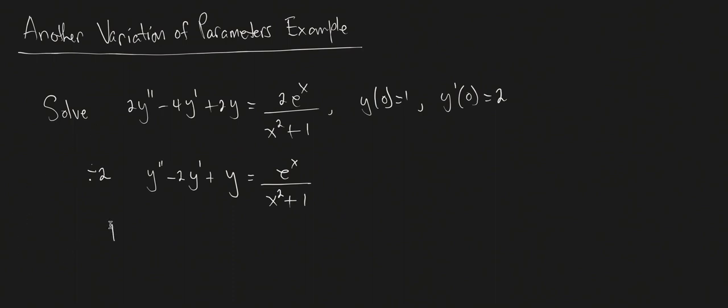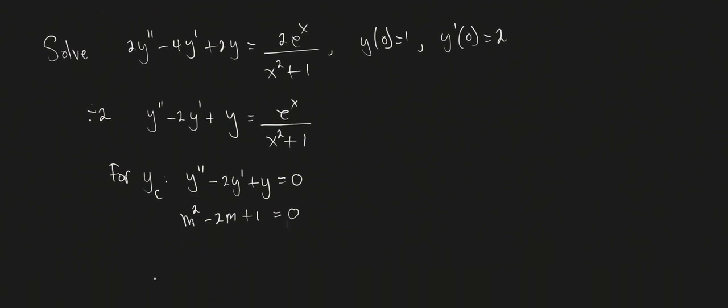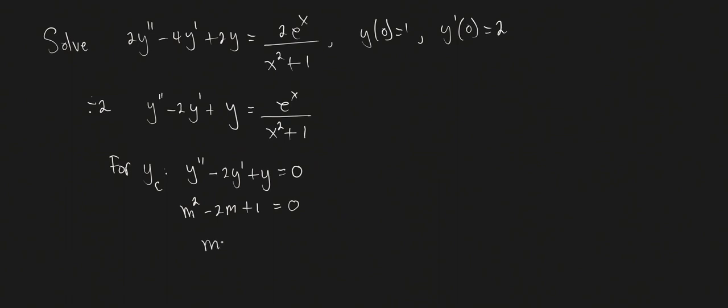So now let's go through and start finding the pieces of our general solution. For the complementary function, I need to solve the corresponding homogeneous equation. So that's y double prime minus 2y prime plus y is equal to 0. Let's write down the auxiliary or characteristic equation: m squared minus 2m plus 1 is equal to 0. We can see that this is a perfect square. This is the quantity m minus 1 squared equals 0. So we're actually going to end up with a repeated real root.